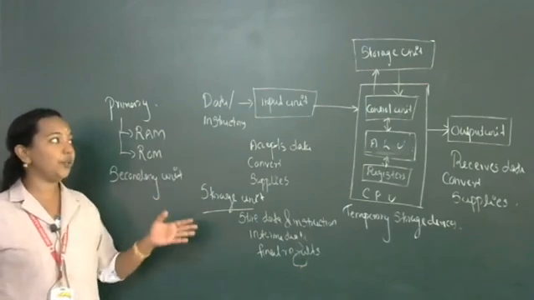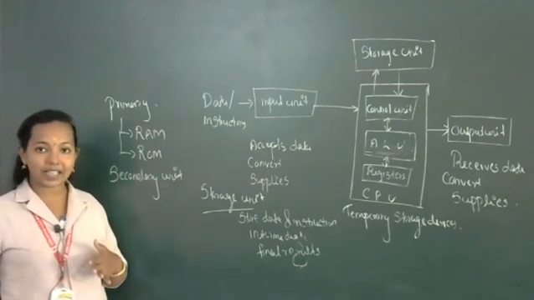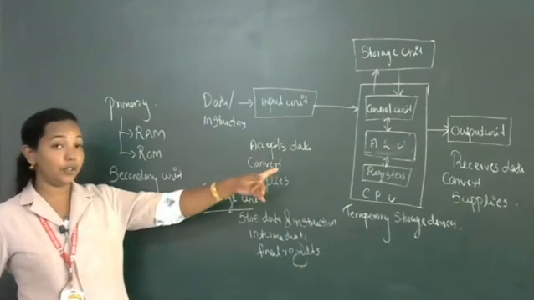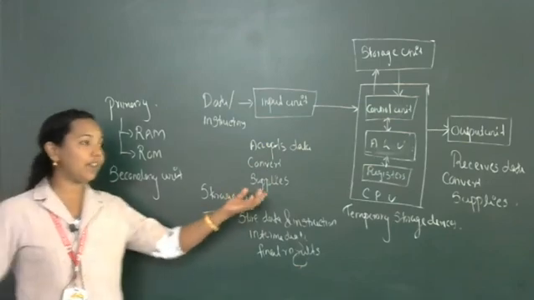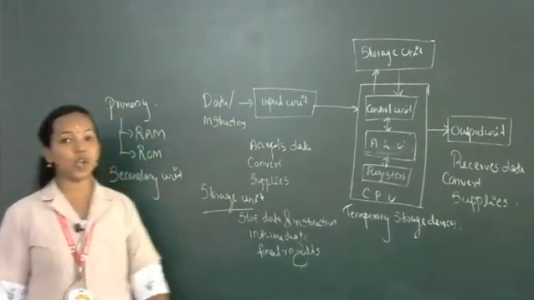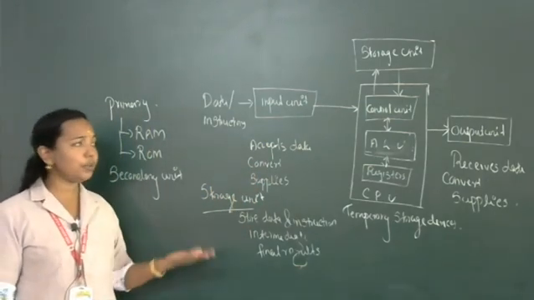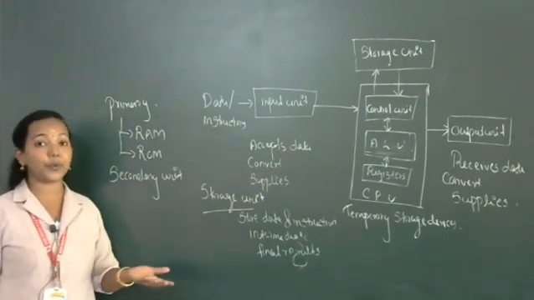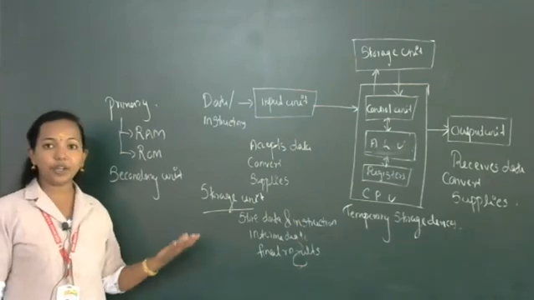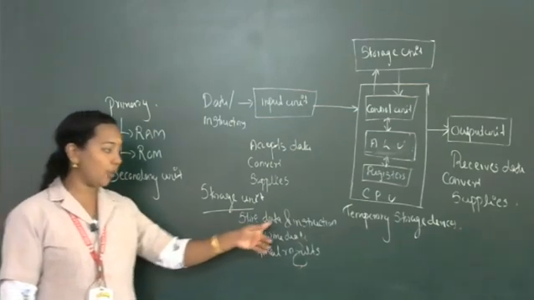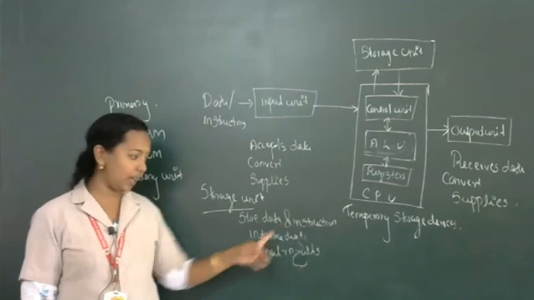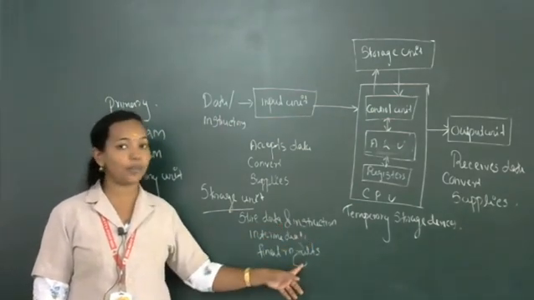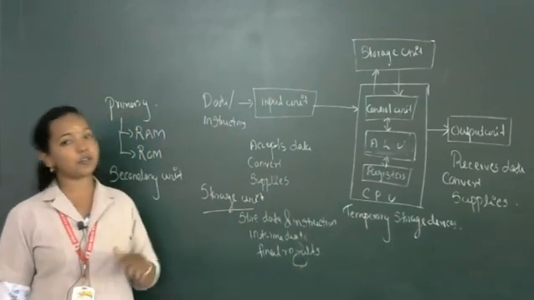What is the first duty of the input unit? It accepts data from the user, converts the data into machine-readable format, and then supplies the data to the processor. The duty of the processor, control unit, ALU and registers, is processing data. Then what are the duties of the storage unit? Store data and instruction. It also stores intermediate results and the final result after processing.